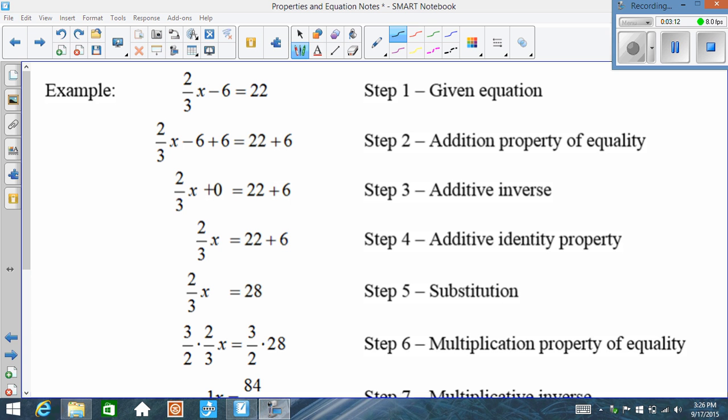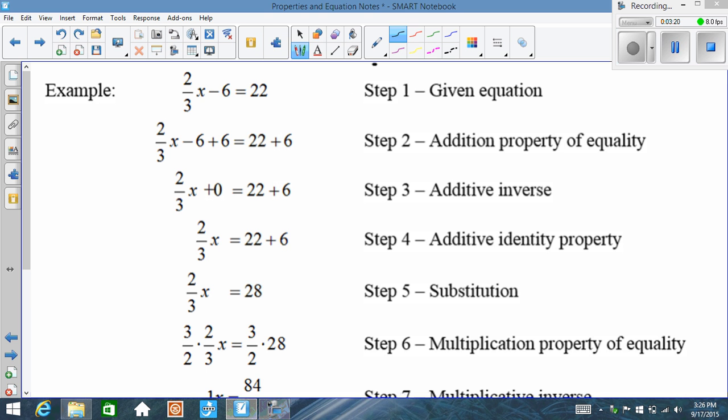Here's an example problem. We start out with step 1. Step 1 is given. So that means that this is the original. So this and this is given right here. So we start out with the given one. Then what you're doing is you're looking in between these two. What happens from here to here? And so we notice the change is plus 6 and a plus 6. So that is the addition property of equality.